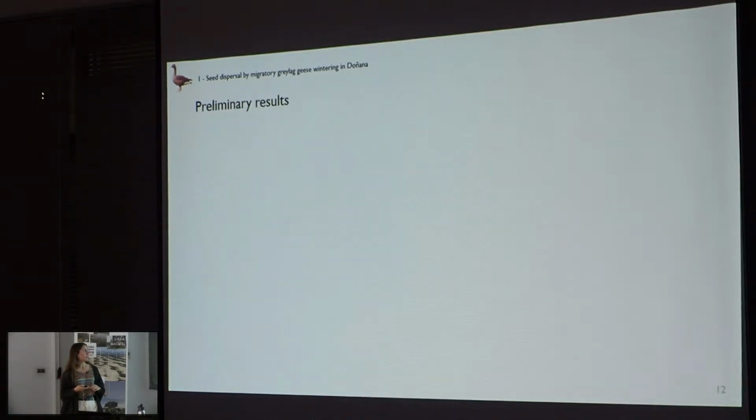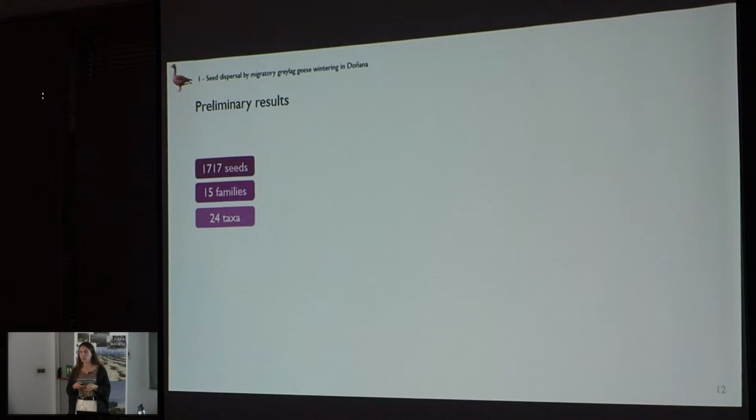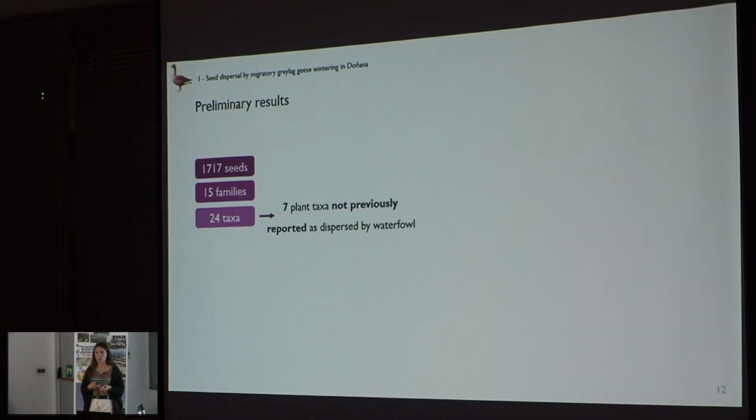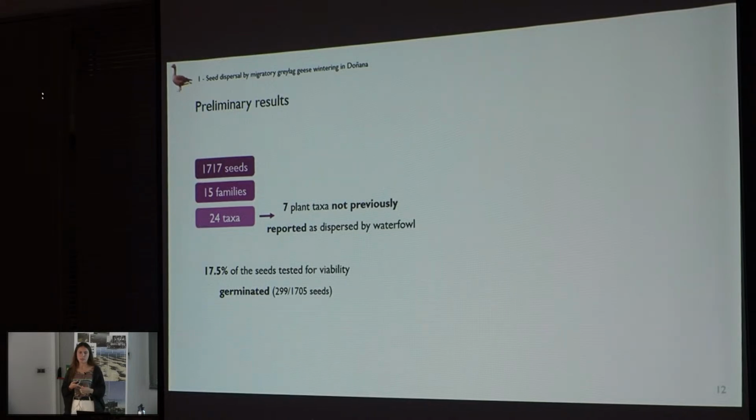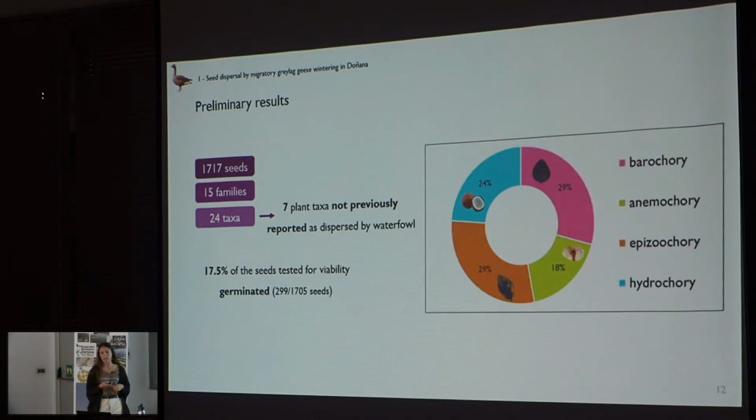So I can show you some preliminary results. We have found more than 1,700 seeds belonging to 15 different families and 24 different taxa, 7 of them not previously reported as dispersed by waterfall, and 17% of the seeds tested for viability germinated. And here you can see that none of the seeds we found was assigned to have an endozoochory dispersal syndrome.